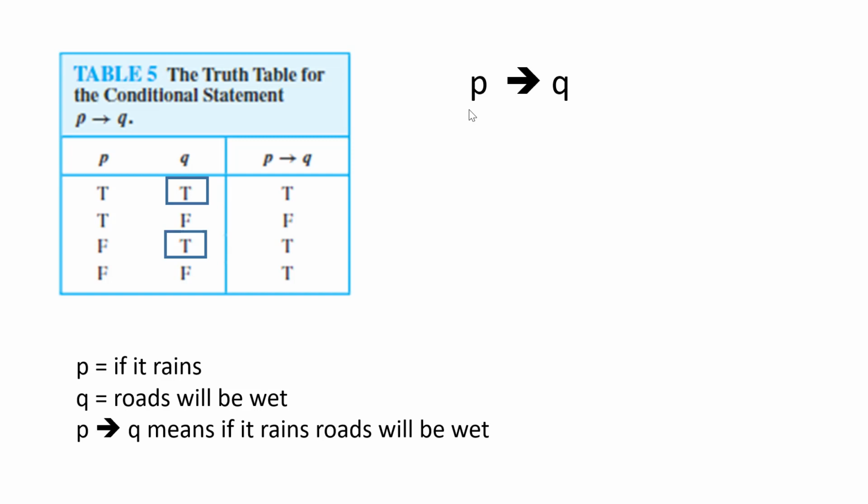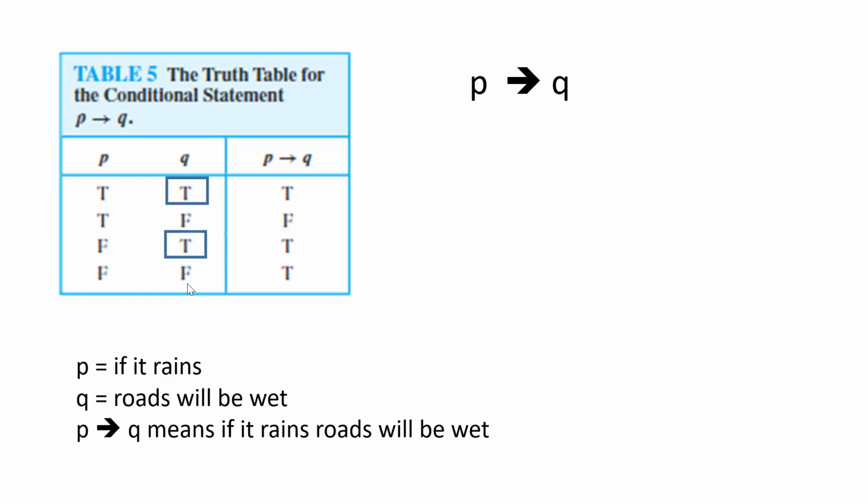If you assume that P is it rains and Q is roads will be wet, P implies Q does not rule out the truth of Q even if P is false. Clearly if Q is false, then it doesn't matter if P is true or not, P implies Q will be false. If both P and Q are false, which is an interesting case, then how can P implies Q be true?